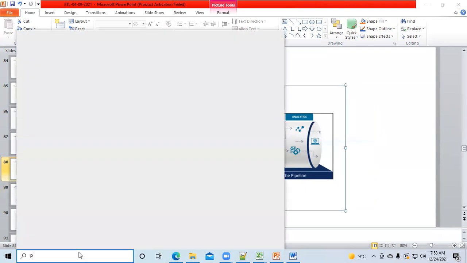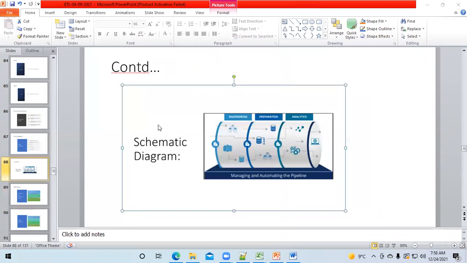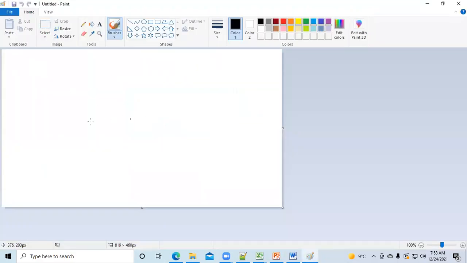Just a minute, guys. Suppose this is a main pipeline, correct? Fine. I'm audible.